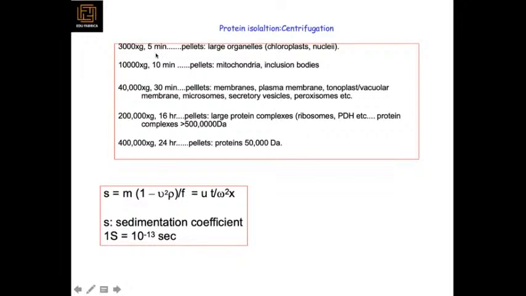Some values have been given, like 3,000 G, 10,000 G, 40,000 G, and 200,000 G. At 40,000 G you can have proteins, large protein complexes, membranes, plasma membranes, mitochondria, large organelles, etc., with respect to the speeds. The more the time and the more the speed, the more different kinds of organelles you can remove from your cell structure.